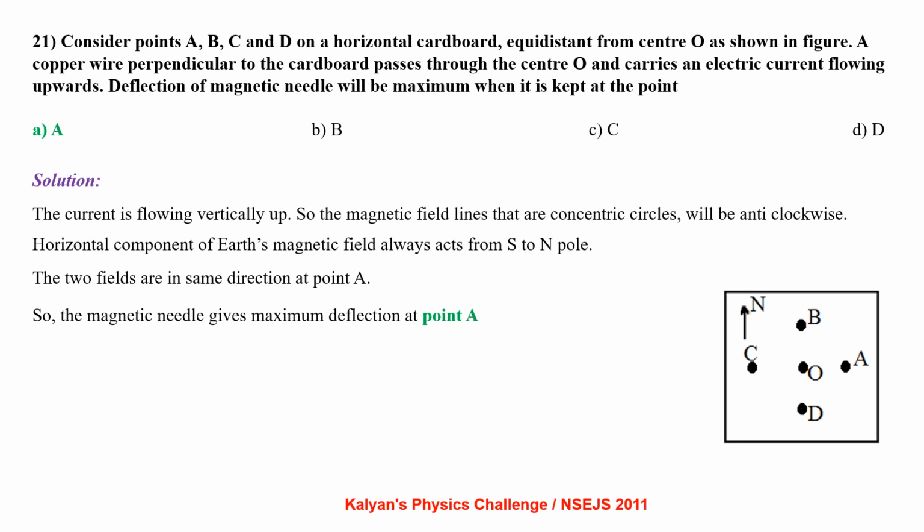The current is flowing vertically up in the wire, so the magnetic field lines are concentric circles and they will be in anti-clockwise direction. Horizontal component of Earth's magnetic field always acts from south pole to north pole. So the two fields are in the same direction at point A. So the magnetic needle will give maximum deflection at point A.